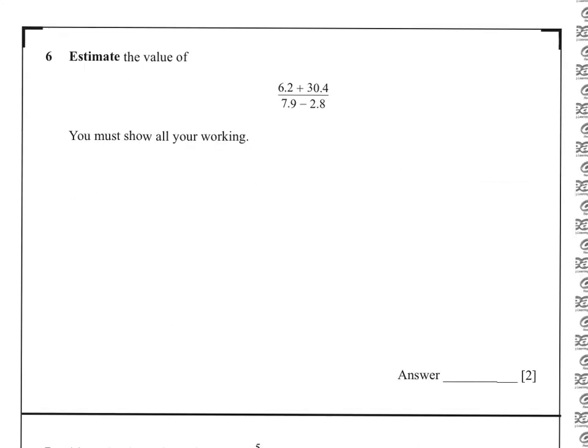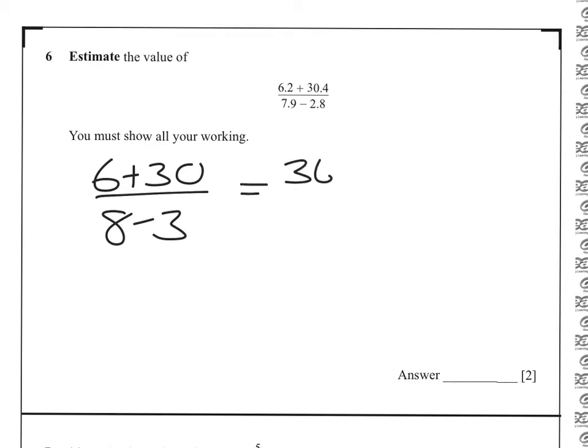52,400. Estimate, we're going to round to one significant figure, so on the top that gives us 6 plus 30, and on the bottom 8 take away 3. So that's 36 divided by 5, which is 7 1/5.